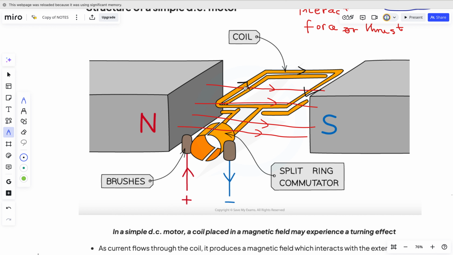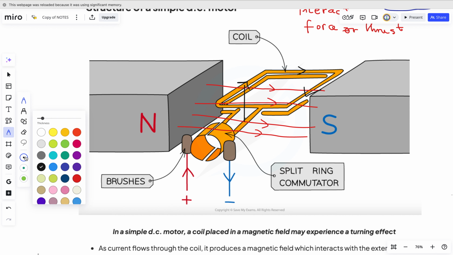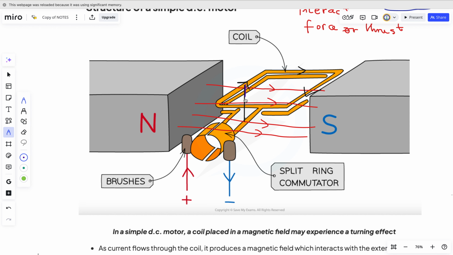So here, the force produced will act downwards. There will be a downward force. I think we should use a different color for this. The force produced will act downward here. Why? Because the current is flowing up. Normally in Fleming's left-hand rule, current is supposed to flow down. So when the current is flowing like here, this way, current is flowing down. This way we follow the normal Fleming's left-hand rule.